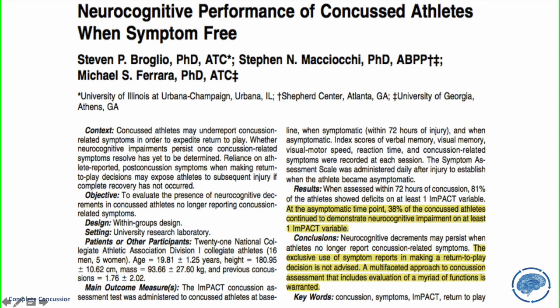And what we see from some of the studies that have been done on this is that even when athletes are asymptomatic, so here's one, for example, using neurocognitive testing, at the asymptomatic time point, 38% of concussed athletes continue to demonstrate neurocognitive impairment on at least one impact variable. The exclusive use of symptom reports in making return to play decisions is not advised. A multifaceted approach to concussion assessment that includes evaluation of a myriad of functions is warranted.